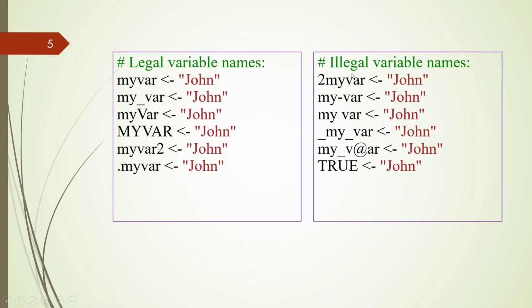So these are the different illegal variable names, and these are the legal variable names. There are no spaces here, all small characters. There is an underscore, it is also legal. There is a capital letter, it is legal. And all capital letters are legal. And here, characters followed by a number is also legal. And here the variable name can start with a dot, it is also legal. So these are the different legal variable names.